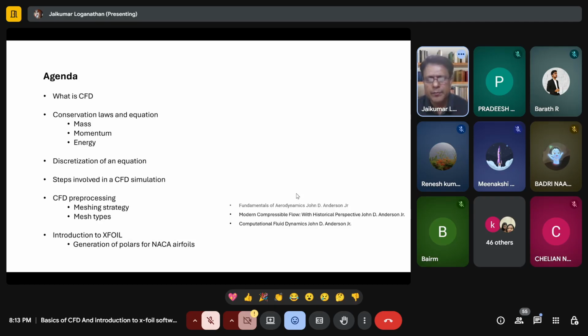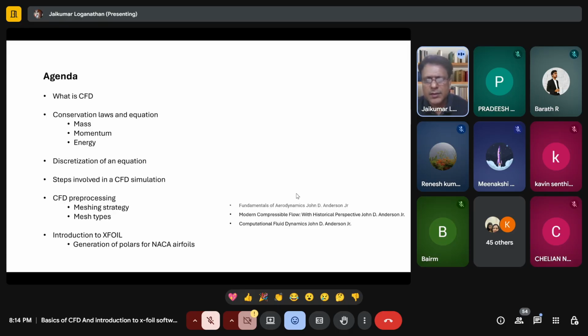Within that, CFD pre-processing is the first step, right? So today we are going to discuss some details of the CFD pre-processing, usually the meshing strategy, the different types of mesh used, right? So we'll stop the CFD topic there, and then we move on to XFOIL.